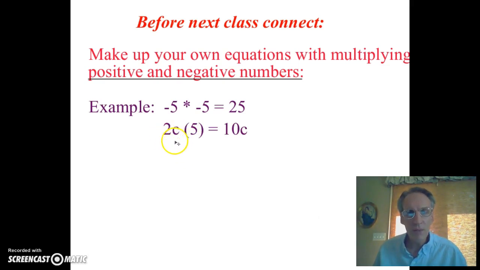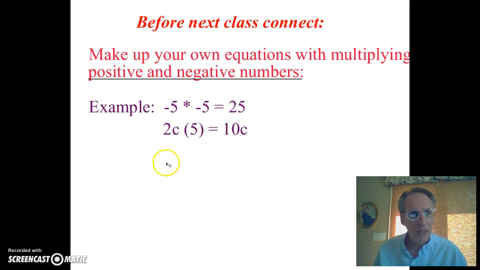For instance, 2C means 2 times C, and then I multiply it by another positive number. So everything here is positive. It's 2 times C times 5, and 2 times 5 is 10, so I get 10C. So it's kind of like we're simplifying, we're actually multiplying numbers. If that was 2 times C times negative 5, it would be negative 10C.